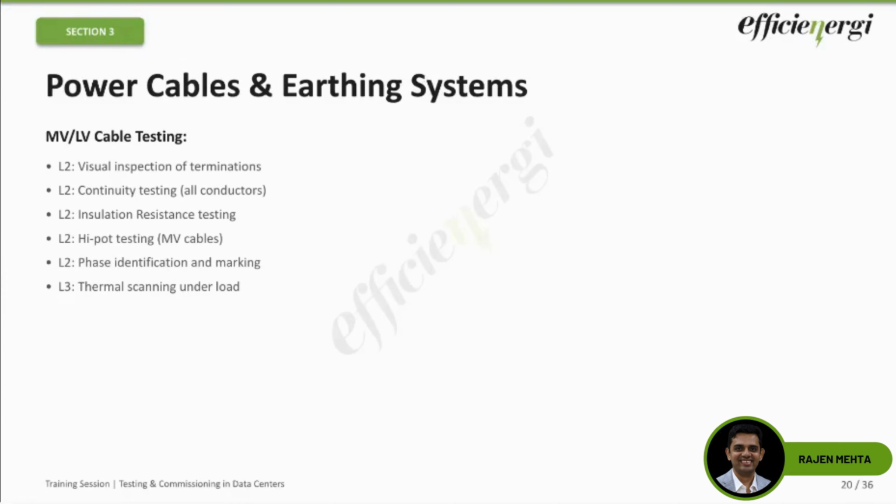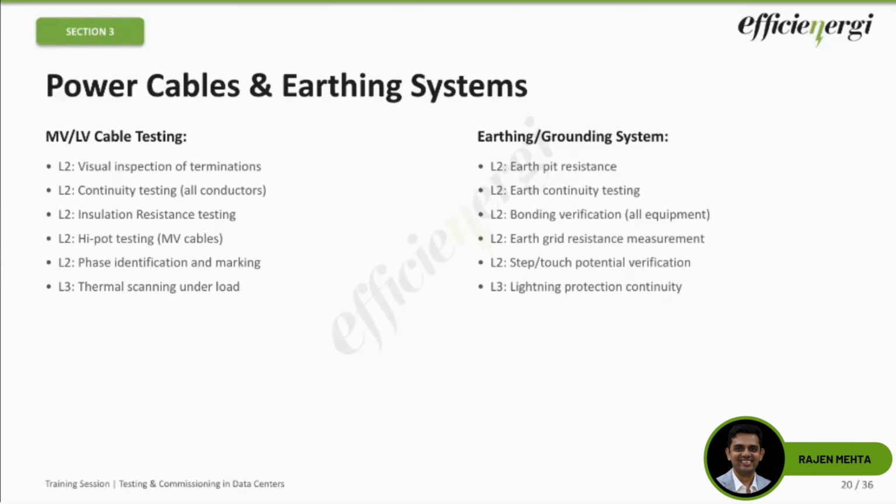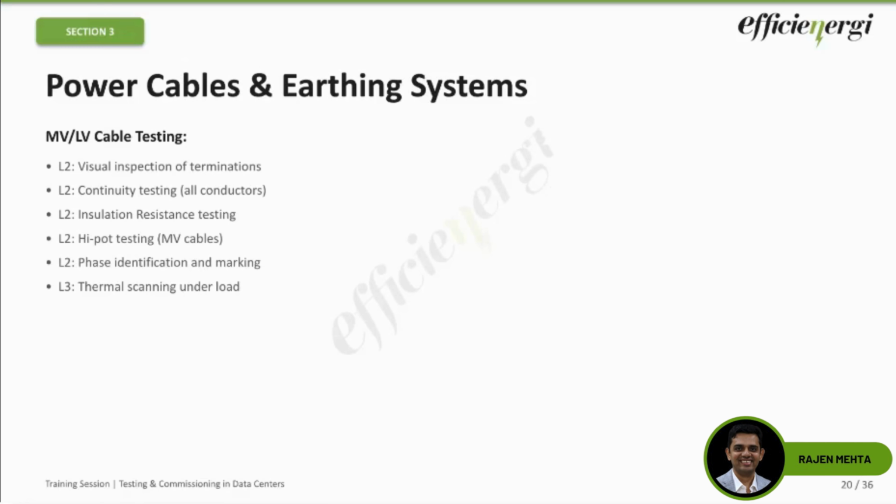Hypot test, you are stressing the insulation, so it detects the weaknesses before they fail in service, right? And it must be done before the energization. Thermal scanning is also to be done after the cables are under load. While you're doing thermal scanning for PDUs or other equipment, the terminations of the cables also need to be verified for any poor connections. And if there are, you need to fix the connections immediately.